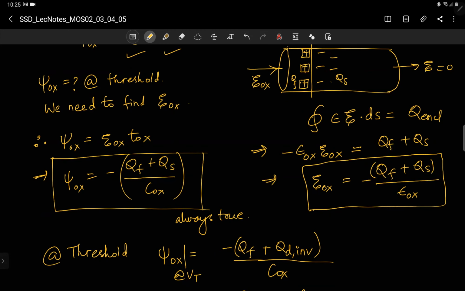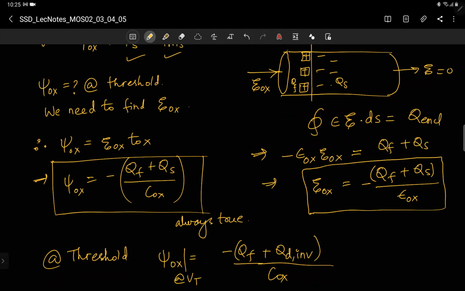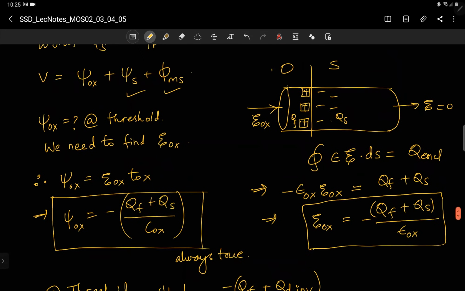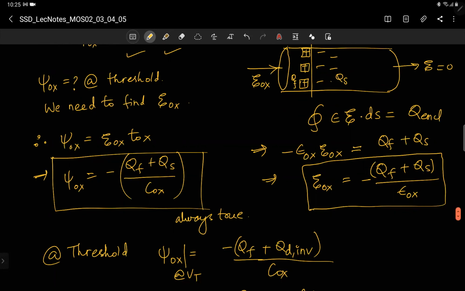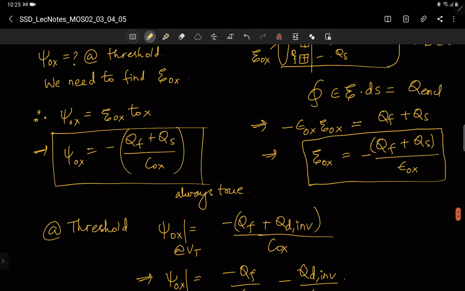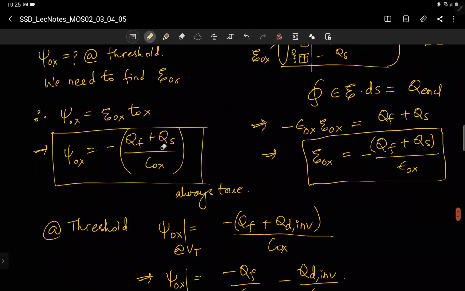So indirectly it means QF plus QS is the charge that should be on the left-hand side metal surface. Ψox is now Eox times Tox, so QF plus QS by Cox with a negative sign. So QF plus QS is the charge on the metal. And on the right-hand side, this QF is present exactly at the interface, and the second term QS is present in the semiconductor.